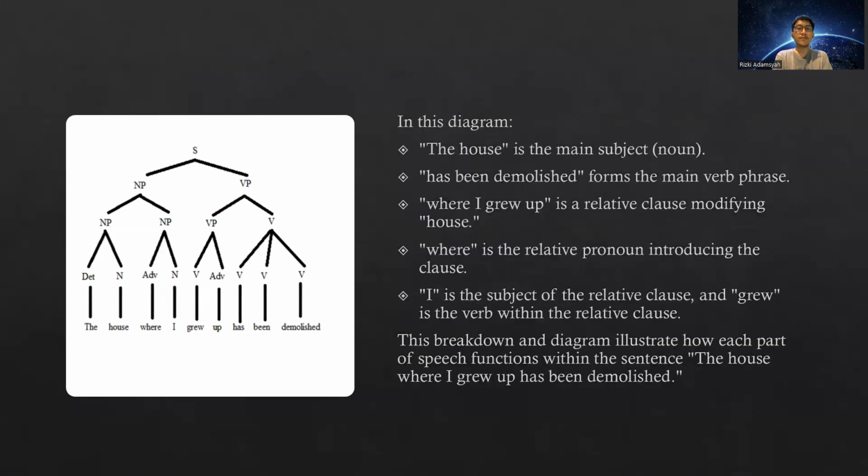In this diagram, the house is the main subject. Has been demolished forms the main verb phrase. Where I grew up is a relative clause modifying house. Where is the relative pronoun introducing the clause. I is the subject of the relative clause, and grew is the verb within the relative clause. This breakdown and diagram illustrate how each part of speech functions within the sentence, the house where I grew up has been demolished.